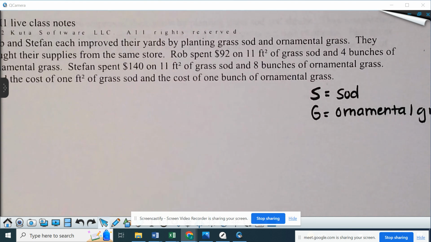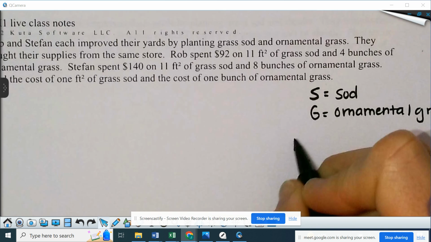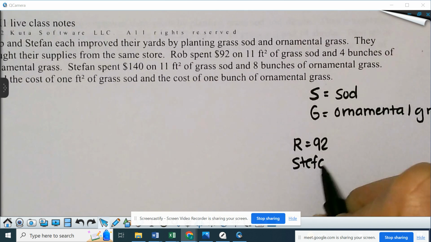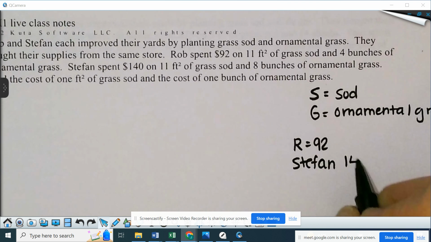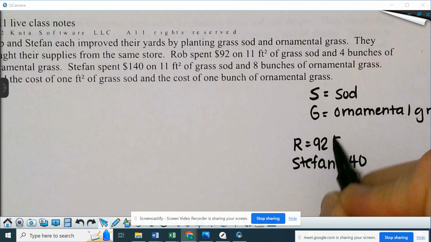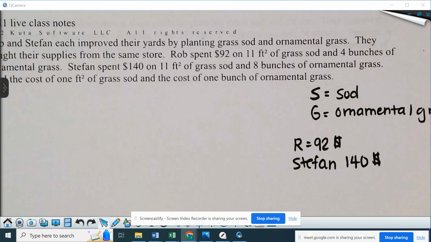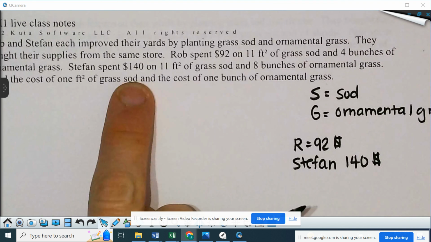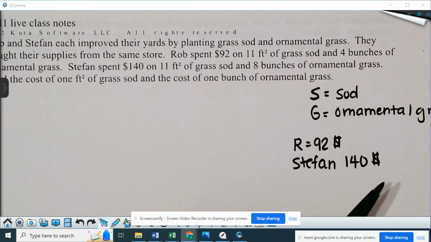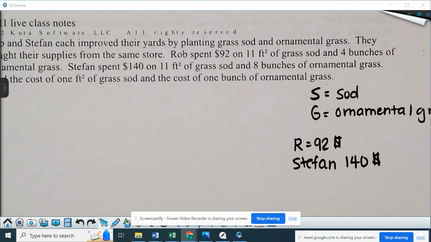So Rob spent $92. And Steven spent $140. So we have stuff and then we have money. Stuff and money, it sounds like. So Steven spent $140 on 11 feet of grass sod, so the same for the grass sod, and 8 bunches of ornamental grass. Find the cost of 1 foot of grass sod and the cost of an ornamental grass. So we're doing both.